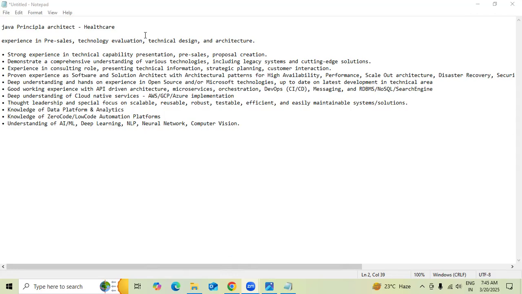Next, we should be capable of understanding various technologies, including legacy systems, cutting-edge solutions, and cloud services applications. We are moving from old legacy systems to new cloud applications, so deep understanding of the technologies is becoming even more important.